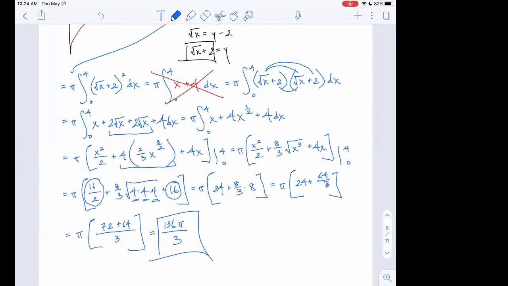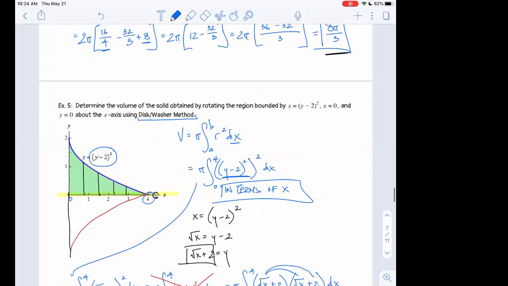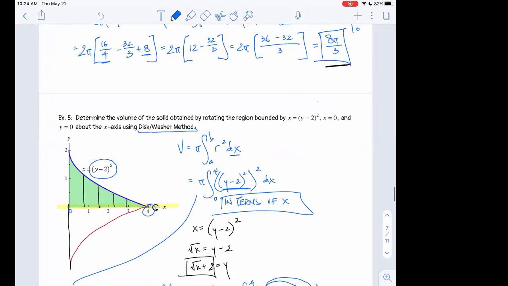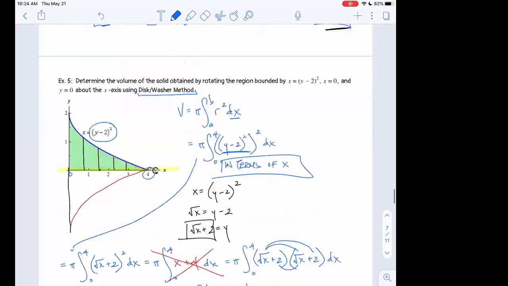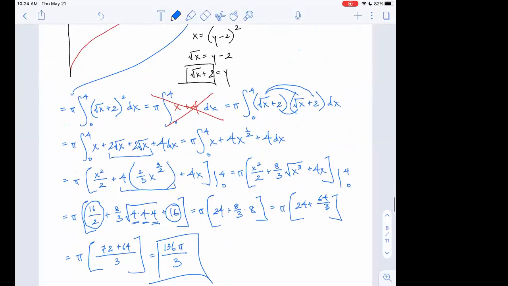I think this is right if we set it up this way. Did I copy something wrong? Y minus 2. I have a question about how we set it up. Oh yeah, go ahead, sorry.